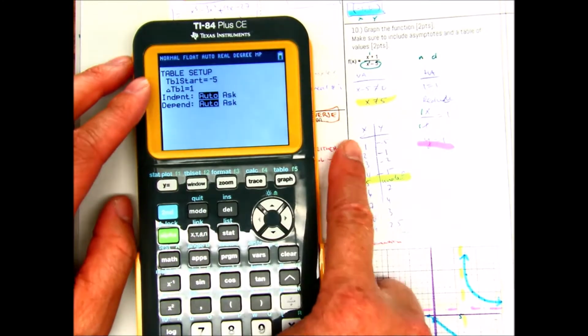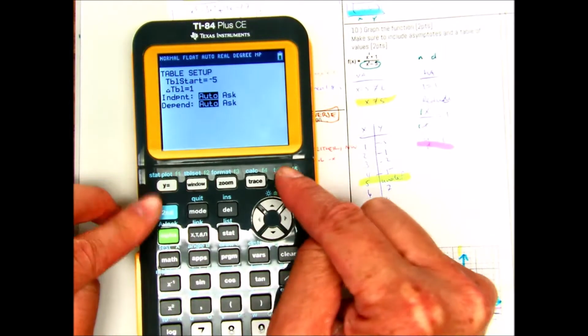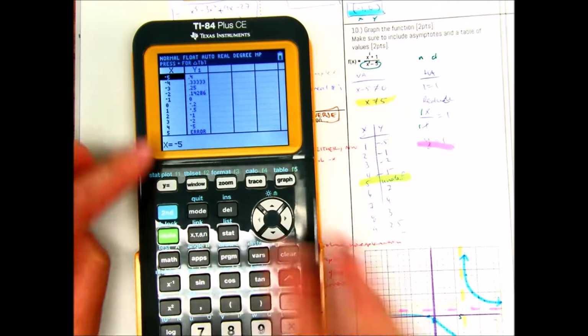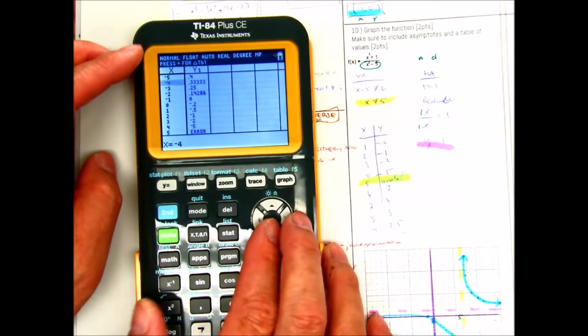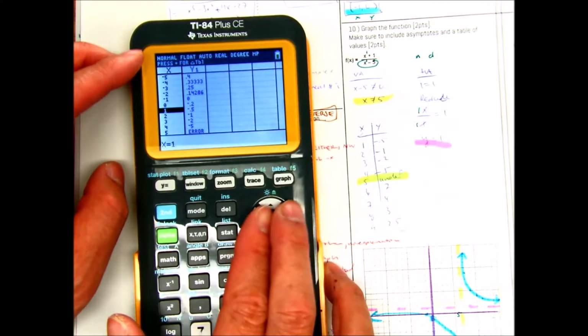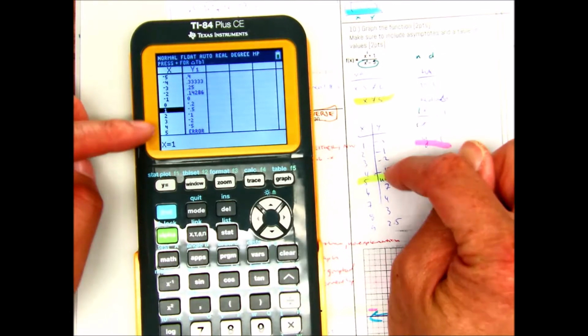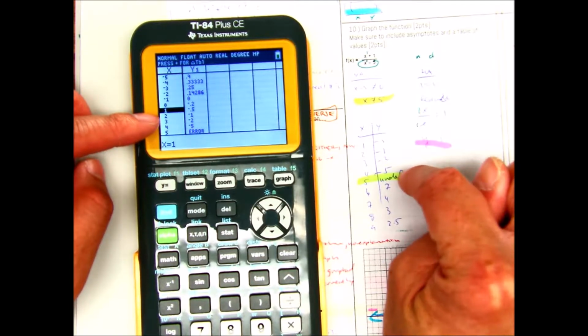And then I just copy those numbers. I kind of picked 4 numbers to the left and 4 numbers to the right of it. So starting at 1, you can just copy down those numbers. And you'll see there at 5, it says error. That's our vertical asymptote. And basically the table of values proves to us that you didn't just copy from the graphing calculator.